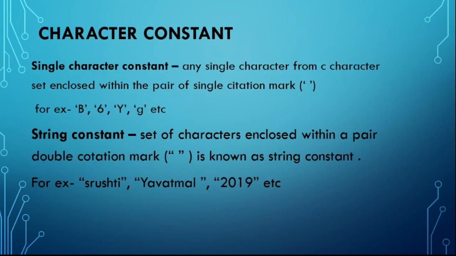Now, character constant. Character constants are divided into two types, single character constant and string constant. Any single character from the C character set enclosed within a pair of single quotation marks is known as a single character constant. Example: 'B', 'C', '6', etc.